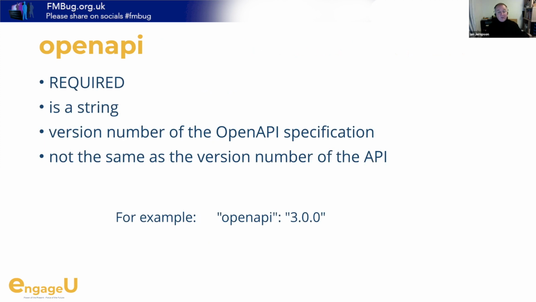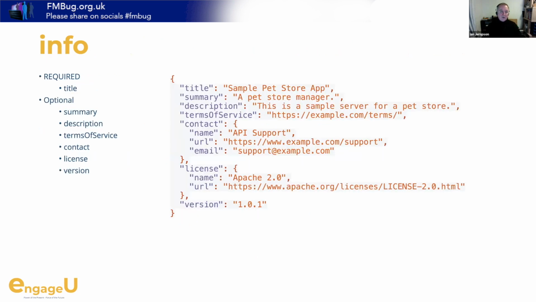So OpenAPI is kind of something that's required. Basically, this is the version number of the OpenAPI specification. It's not the same as the version number of the API. We've got an info element, which consists of a title. A title is the only required element here, but we can have a summary, a description, the terms of service, contact information, license information, and then potentially a version number, which would be the version number of the API.